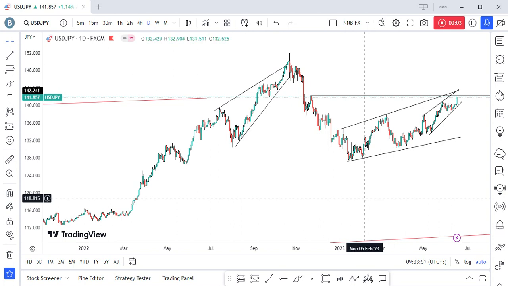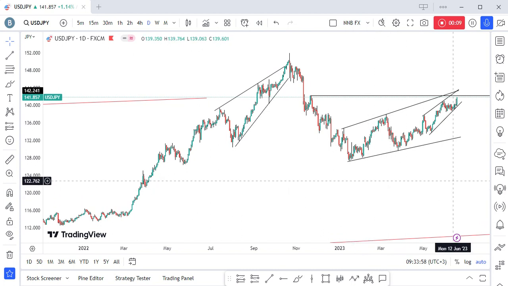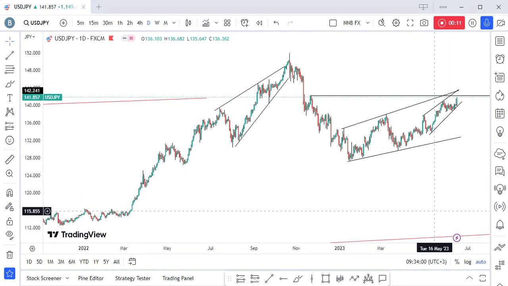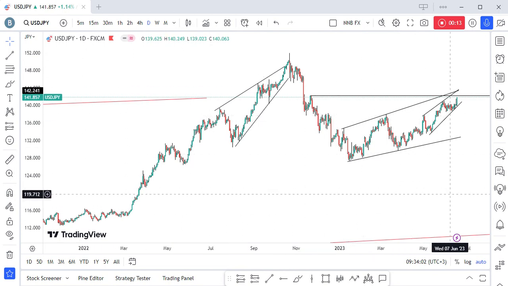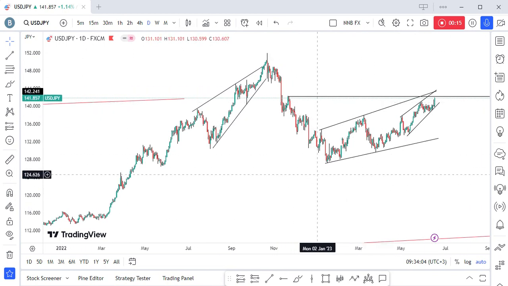So in this video I'll be going through the pairs that will be on my watch list for the first half of this coming week. So the first pair is US dollar against the Japanese yen. We'll start on the daily time frame.